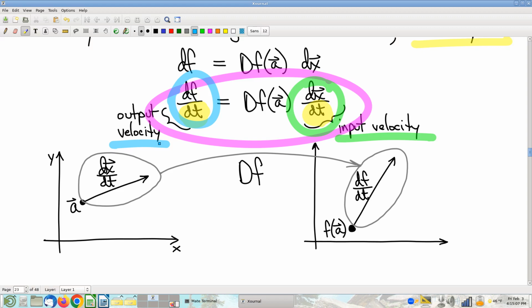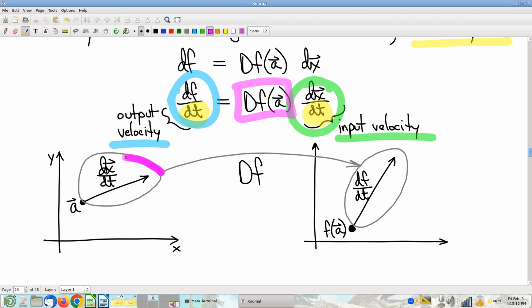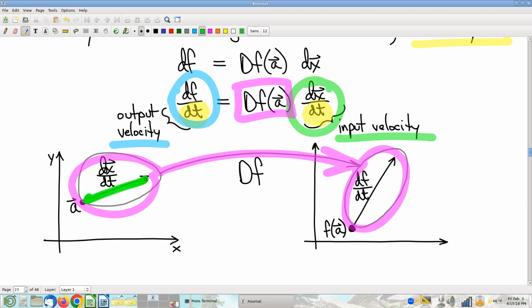So another interpretation, you might say, alternative interpretation of what the derivative matrix does. The derivative matrix turns an input velocity into an output velocity. So in other words, momentarily, okay, there's you, that's you right there, and if you were moving at some speed in some direction, if you're moving with some velocity, well, your image would also be moving with some velocity. How would I relate the input velocity to the resulting output velocity? Well, derivative matrix.